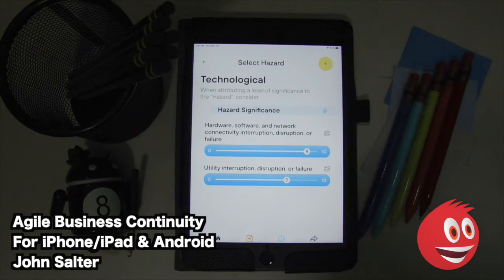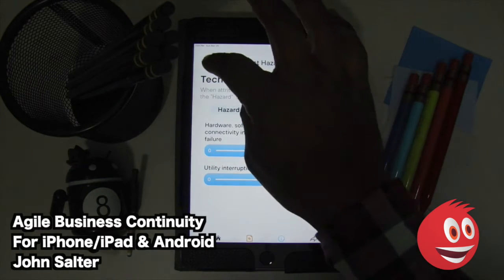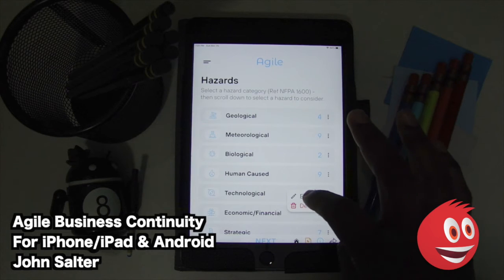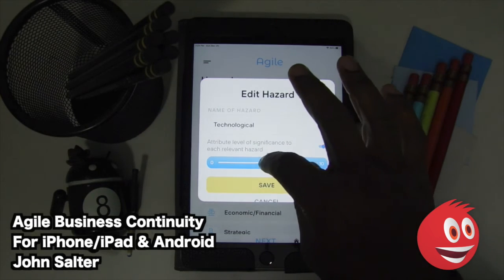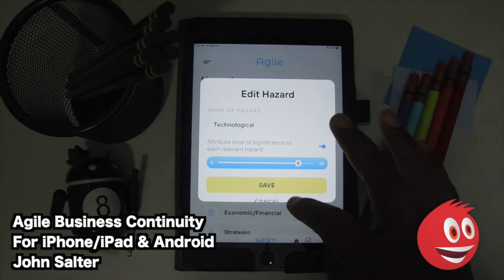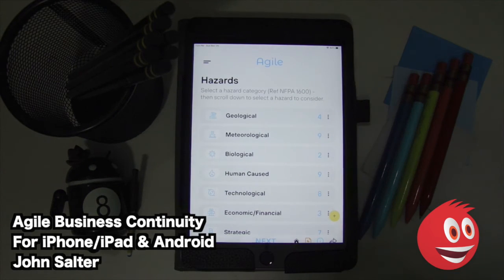Now, as you can see here, it does say 4. I don't like 4. I would probably go with 9. And just so you understand how this goes, we can simply edit, and we can make this a 9. Now, if I'm running, say, an IT consulting firm, then this is going to have a much higher level of significance here. So we're going to tap on save. It's now at 8. So let's go with that.